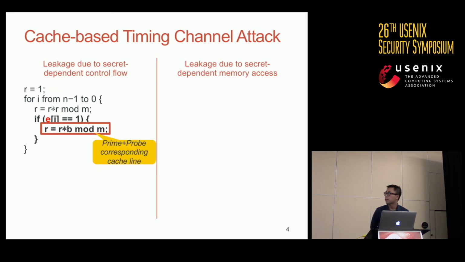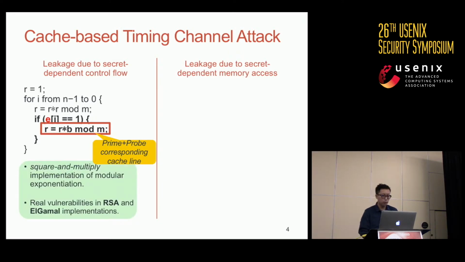And the problem is that the attacker can use some prime and probe technique to check the corresponding cache line and decide whether the statement in the red box is executed for each loop iteration. And as a result, the corresponding array element of the program secret can be recovered for each loop iteration. Actually, such kind of vulnerable pattern has been found in the square and multiply implementation of the modular exponentiation. And some real vulnerabilities have been found in the RSA and the ElGamal decryption routines.